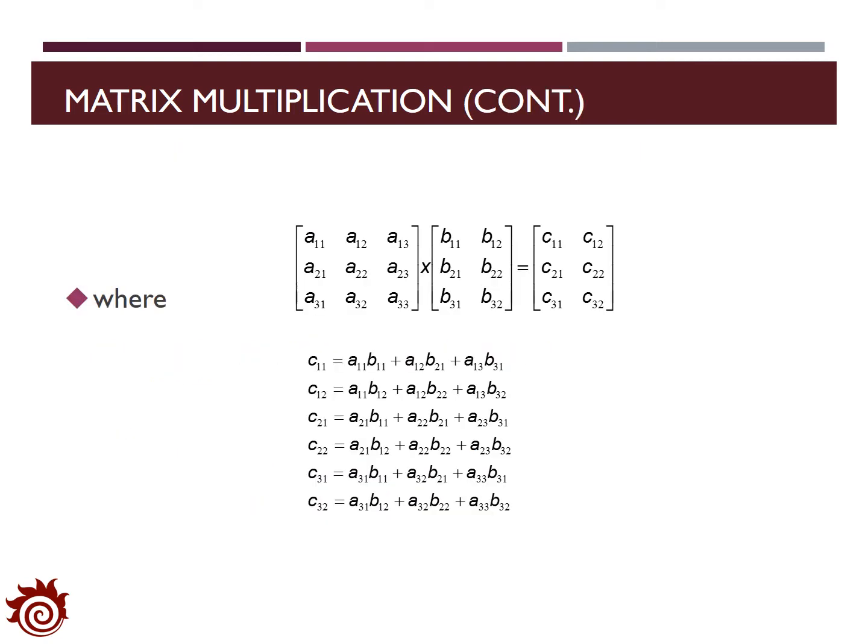The slide here shows how the multiplication can be completed for two matrices. The equation here shows how the value of each element in the result matrix capital C is computed from the elements of matrix A and matrix B.